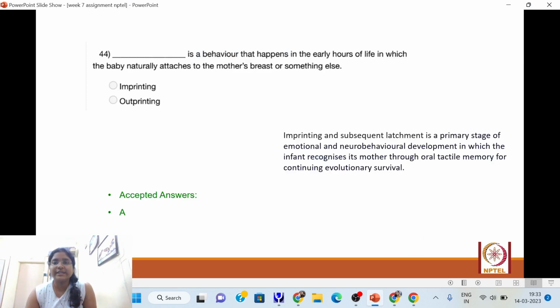So, what is imprinting exactly? Imprinting is the first emotional or neurobehavioral development shown by the baby in the first early hours towards the mother, or whatever it sees first during the few hours, whatever it experiences in the first early hour of its birth, that experience is called imprinting. As it stays imprinted in its brain, that behavior stays imprinted. So if in the early hours the baby is breastfed by the mother, that behavior will be imprinted in its brain for a long time, right?